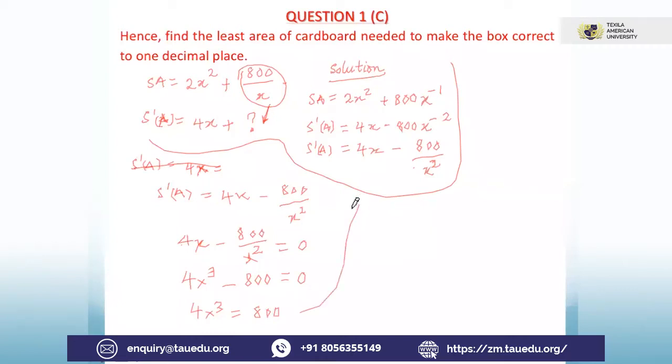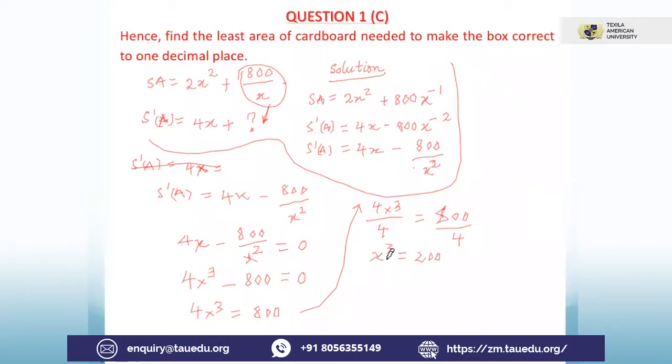Okay, so what can we do? We can now divide both sides by 4. So let me make it clearly so that everyone will understand. So if I divide by 4, then I would also have 800 divided by 4. Your calculator will be better to do this. So it will be x to the power of 3 is equal to 200. Because 4 times 2 is 8.